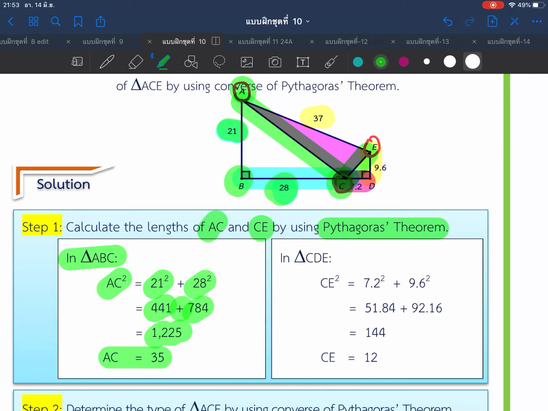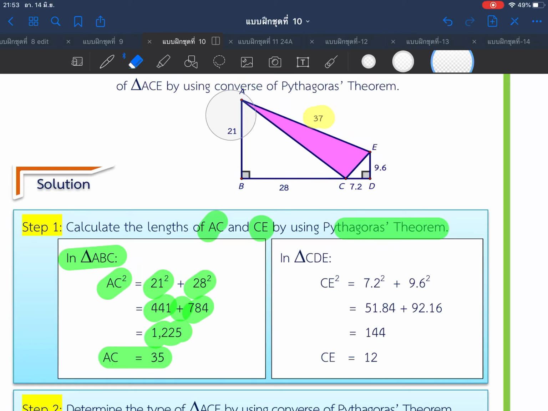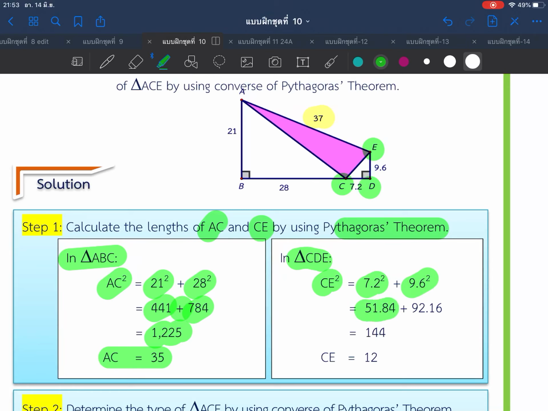After that, in triangle CDE, the small one here, we want to find CE. So CE square equals 7.2 square add 9.6 square. 7.2 square is 51.84, add 92.16, is equal to 144. When you take the square root, CE equals 12.